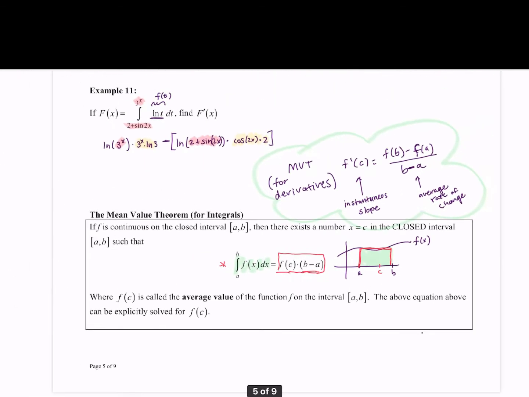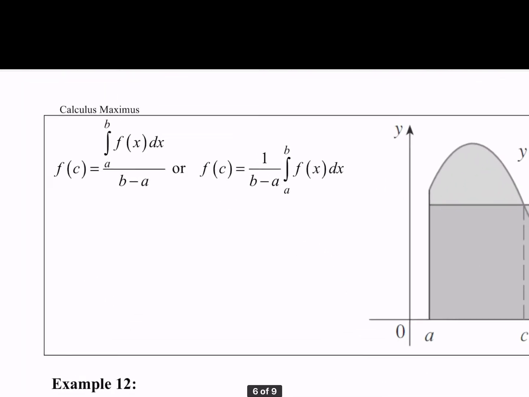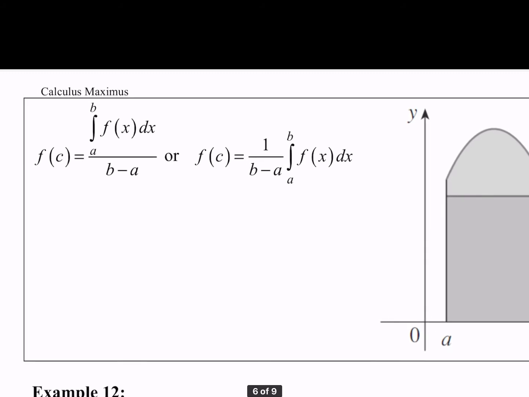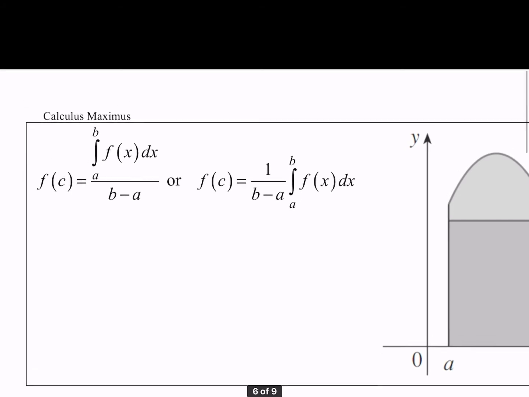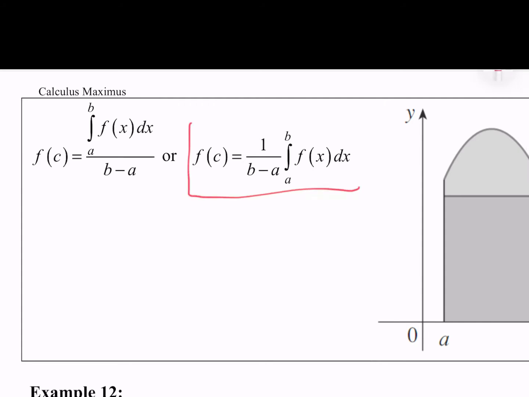Usually the way that the equation will be presented to you on the AP exam is like this. They divided by b minus a on the left hand side to get f of c by itself, and usually we'll see it in this form. So there's a value f of c for which the integral, when we divide by b minus a, is actually the average. The integral gives you the total, and dividing by b minus a is finding the average of the total.